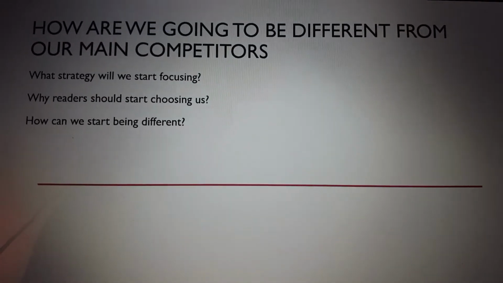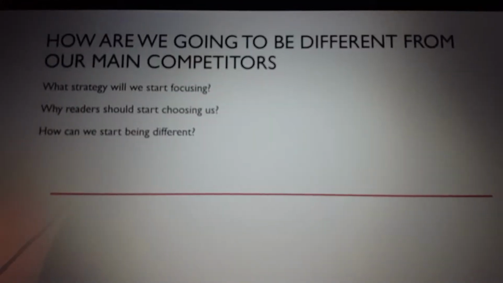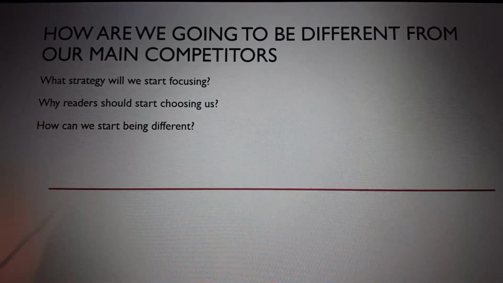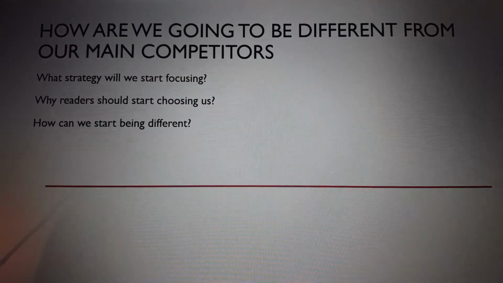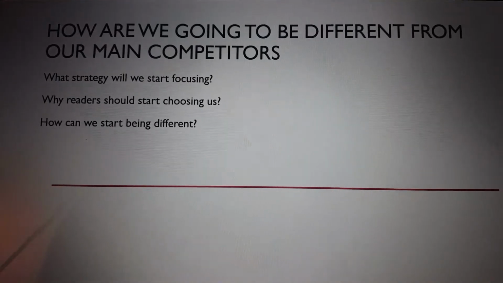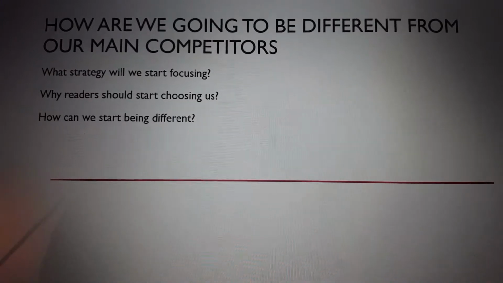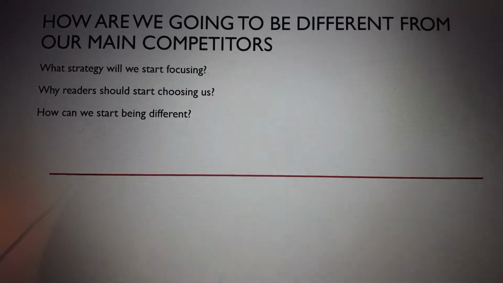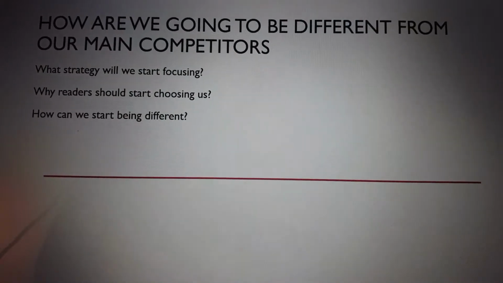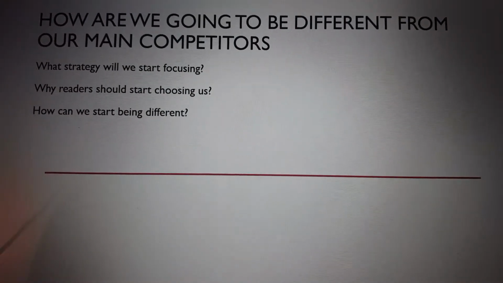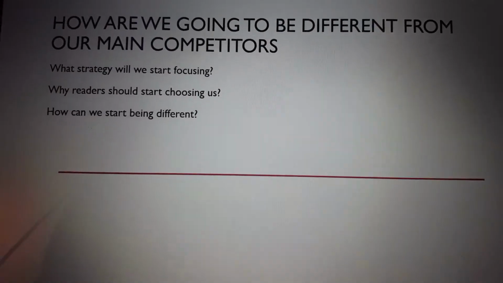How are we going to be different from our main competitors? Because there are a lot of magazines on the market, we need to differentiate ourselves from the rest of the magazines. And so what strategy will we start focusing on? Why should readers start choosing us? How can we start being different? So we need to first answer those main questions, so we can develop a strategy to make ourselves very different from the rest, so we can capture our portion of the market.